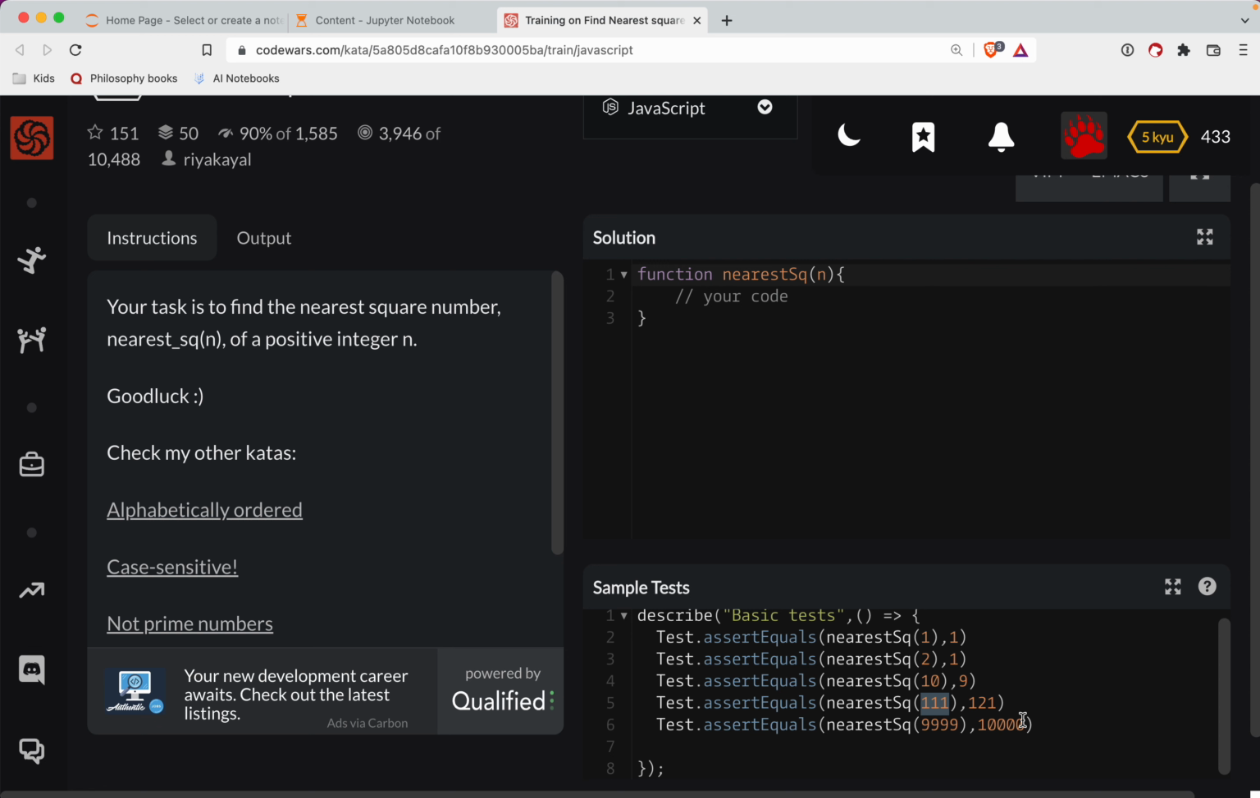Okay, so I think what we need to do is find the square number that is less than the given number, and we need to find the square number that is greater than or equal to the number. And then that way we can just check the two and see which one's closer, okay?